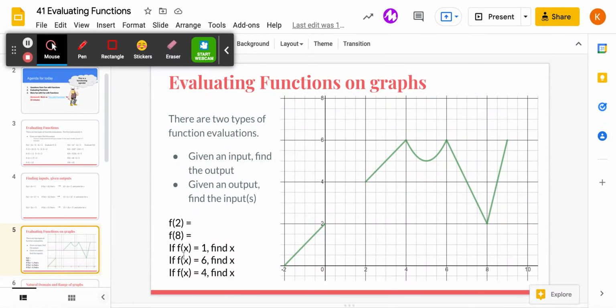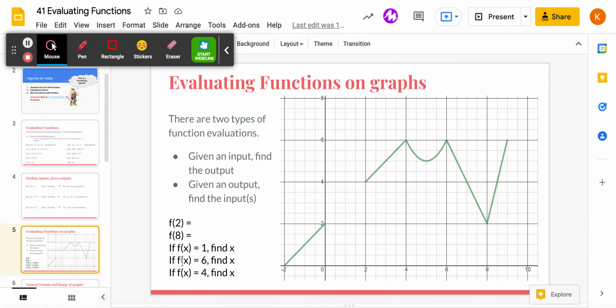Let's go the other way. Now we're saying find the input x if the output is 1. That's what this notation is telling us. So I'm going to look on the graph for an output of 1. Here's 1 on the y. The only place where there's an output of 1 is right here, and that occurs when x equals -1. So I found x to be -1. It's the only spot where the output is 1.